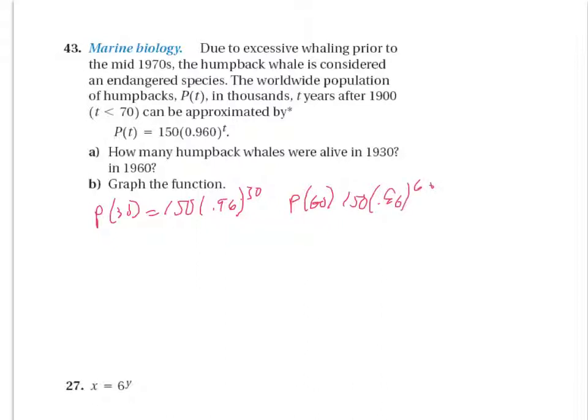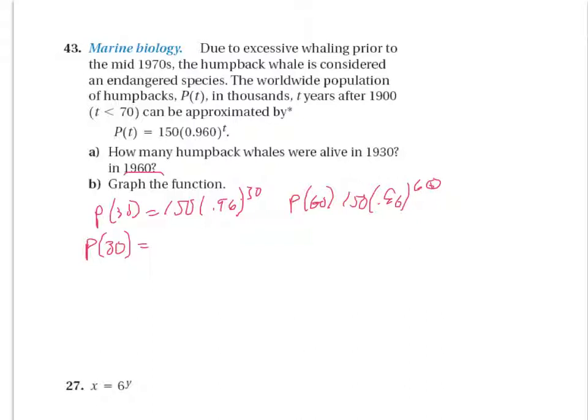Somebody get a calculator out and crank those out for me, please. What's the second one say? Why'd you double it? Because it asked for 1960. Are you going to subtract those two? No, we're just going to graph. So what's 150 times 0.96 to the 30th power?